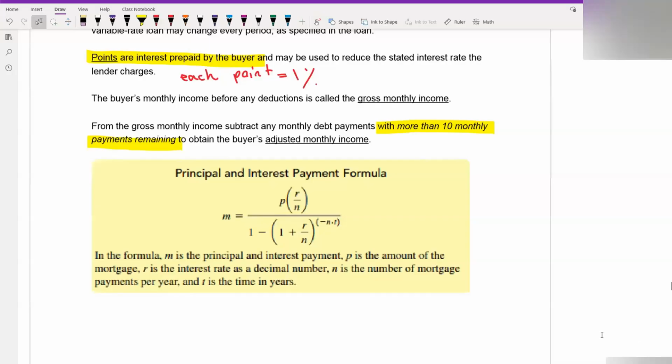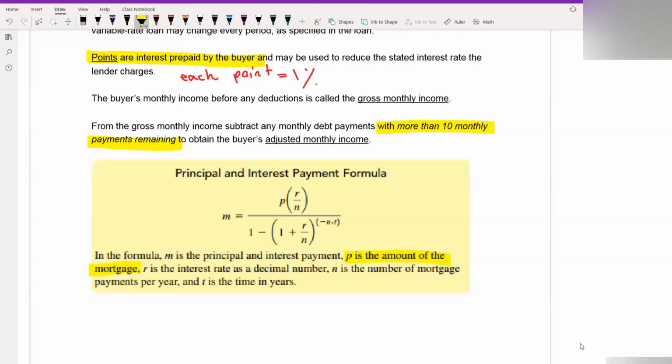Here again, we have this formula for M. Principal and interest payment formula. Here we have different words again. In 2.4, this one was called installment payment, but here is principal and interest, so the same. M is principal and interest payment, P is amount of mortgage or amount of finance or principal. Since here we're working on mortgage, that's why it says amount of mortgage.